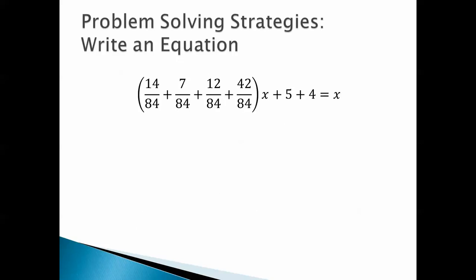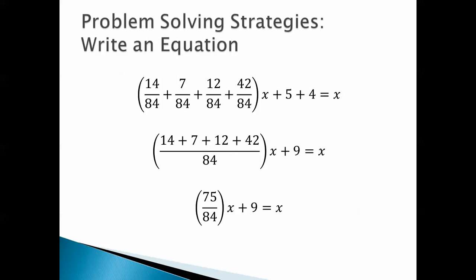So here's our equation now. Recall that if fractions have a common denominator, when you add them together, you can just add the numerators. So when you add all of those together, 14 plus 7 plus 12 plus 42, and then, of course, 5 plus 4 is 9, here's what you get. 14 plus 7 plus 12 plus 42 is 75. So we have 75/84 x plus 9 equals x. Let's get the x's on one side. So moving the 75/84 x to the other side, we have x minus 75/84 x.